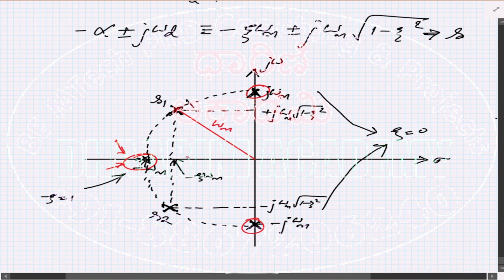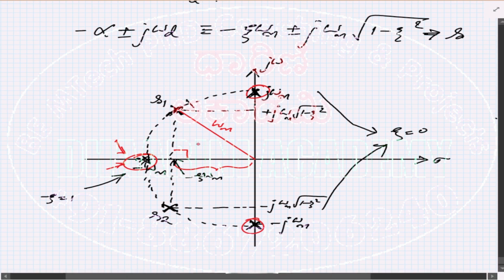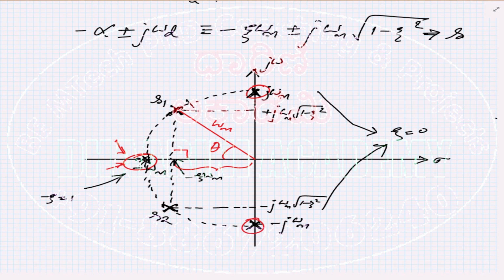If I try to draw a right angle triangle over here using the sides, now can you tell me what is this distance? Magnitude is just zeta into omega n. So since it is on the left hand side of the x-axis, the coordinate is minus zeta omega n, but the length is zeta omega n. All right, are you okay? Now can you tell me what is this angle theta? Theta is specifically measured with respect to the x-axis. Always we measure the angles with respect to the real axis.